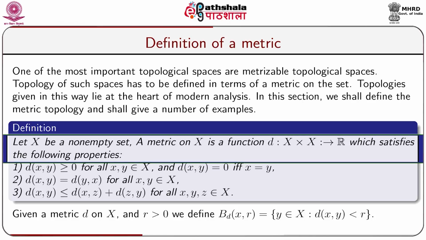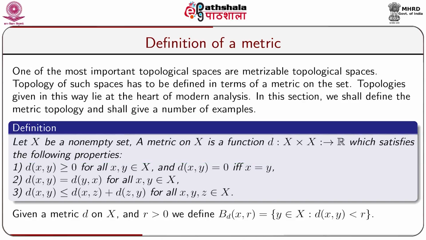Let X be a non-empty set. By a metric, we mean a function d from X cross X to R which satisfies some distance conditions. Number 1, d(x,y) is greater or equal to 0 for all x,y belonging to X. Number 2, d(x,y) is equal to d(y,x) for all x,y belonging to X. Number 3, d(x,y) is less or equal to d(x,z) plus d(z,y) for all x,y,z belonging to X.